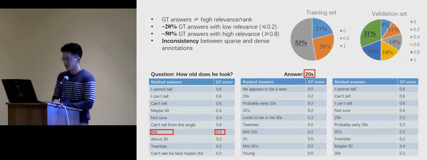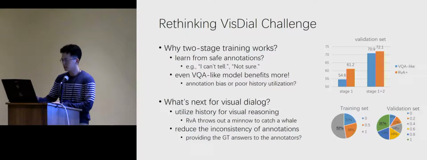We further analyzed the difference between the sparse and dense annotations. We found that not all the ground truth answers are annotated with high relevance scores. The reason may be that the annotators were not provided with the ground truth answers when annotating. Therefore, the annotators tend to select the safe options, which leads to the inconsistency between the sparse and dense annotations.